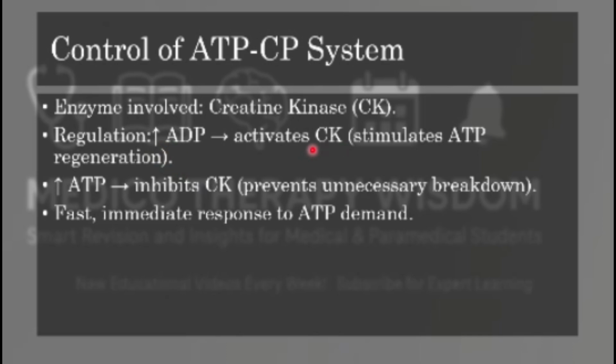Because of that, creatine kinase activity is getting activated, and because of that it will stimulate the ATP regeneration. And as the ATP increases, the CK will be inhibited. The CK will stop at that place itself, so it will prevent unnecessary breakdown. So there will be a very fast, immediate response to ATP demand. This is simply an on and off switch, in which ATP turns it on and ATP turns it off. So this is the control of the ATP-CP system.